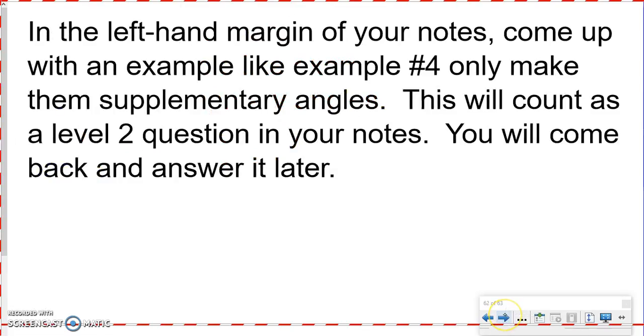All right, so what I would like you to do in the left-hand margin of your notes, so that's going to be in that question column, come up with an example like example 4, only make them supplementary angles. And when you come up with this, this is going to count as a level 2 question in your notes. And then don't answer it right now because you'll come back to it at a different time to do that repetition. So this will count as one of your level 2 questions because whenever you create your own example, like something else that we've done, that is a level 2 type question, coming up with an example. And then you'll answer it later.